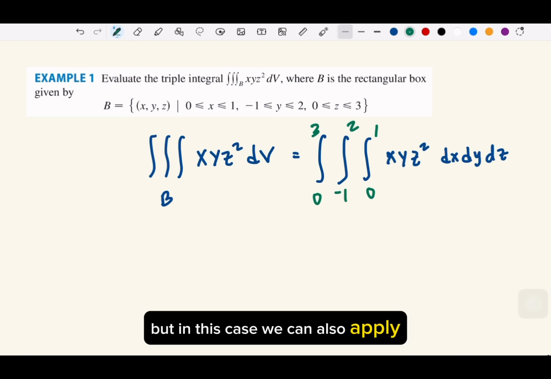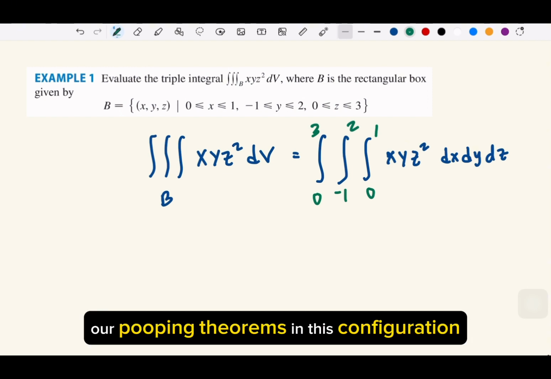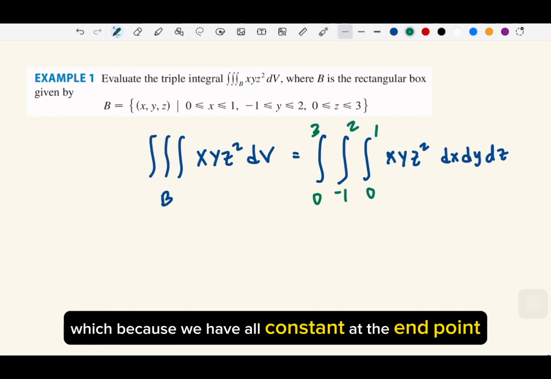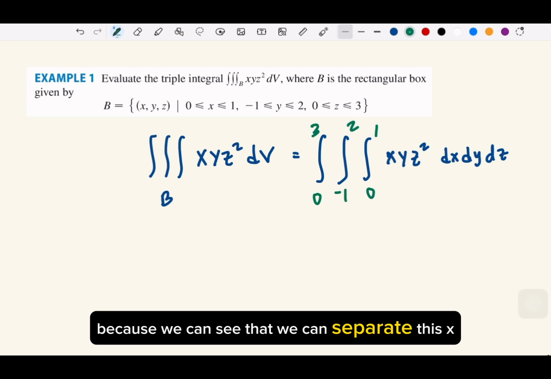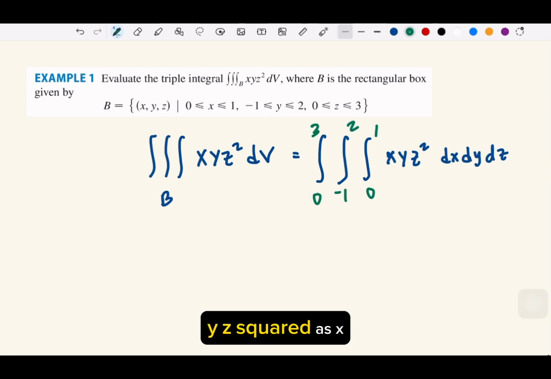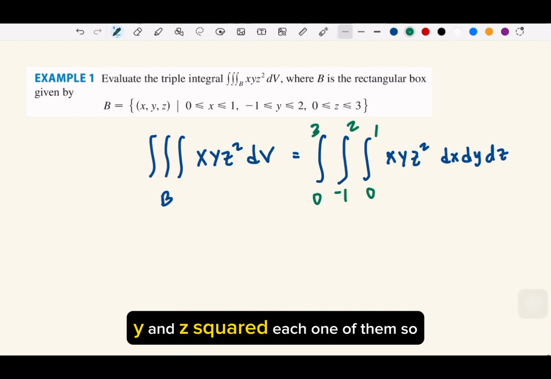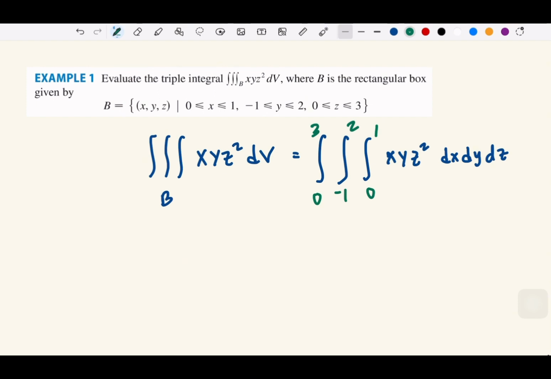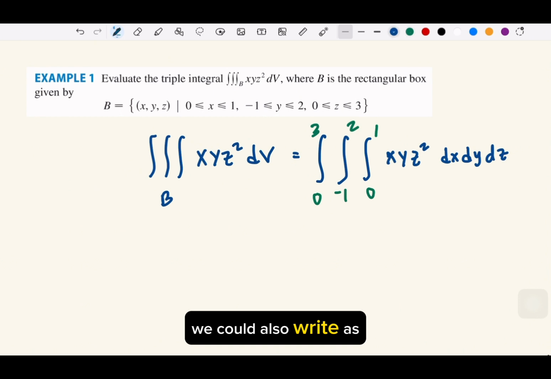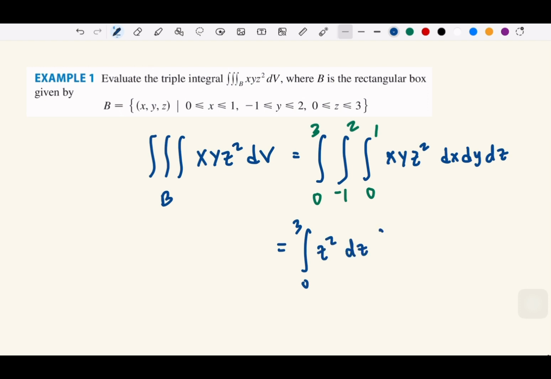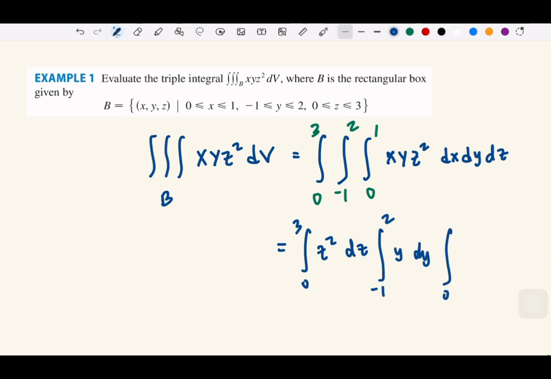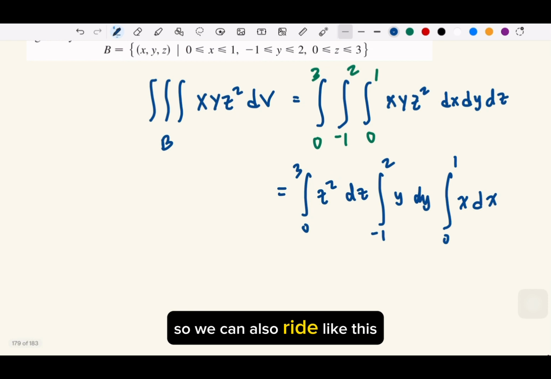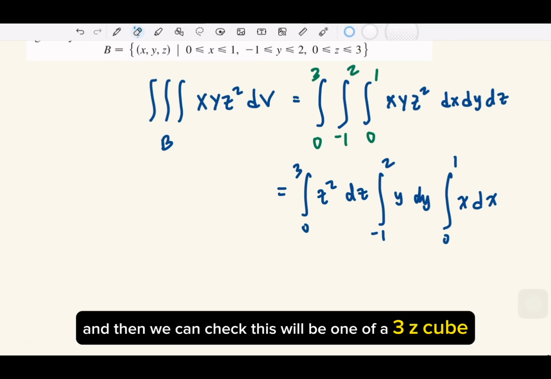But in this case, we can also apply our Fubini theorem in the triple integration, because we have all constants in the endpoints, so we can separate this function, because we can see that we can separate x y z squared as x, y, and z squared, each one of them. So we could also write as the integral from 0 to 3 of z squared dz, this will be y dy. So we can also write like this, okay? And then we can check.